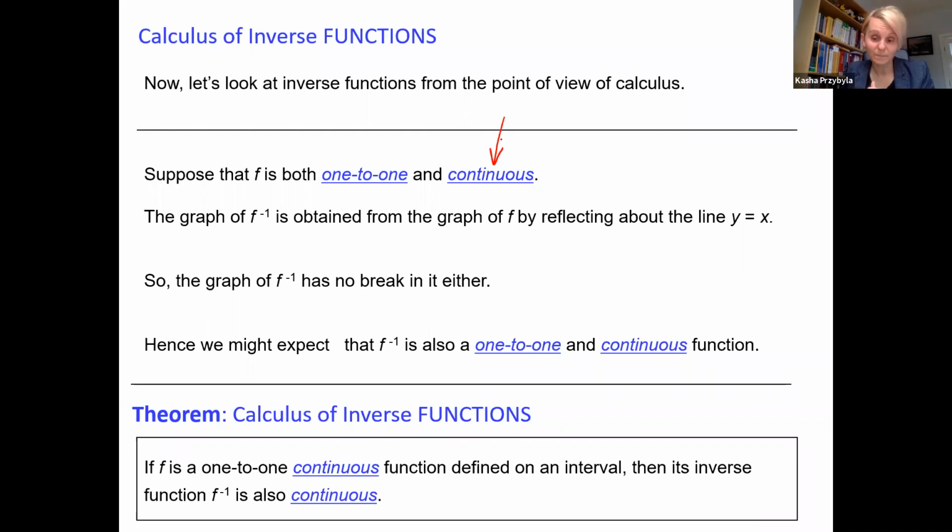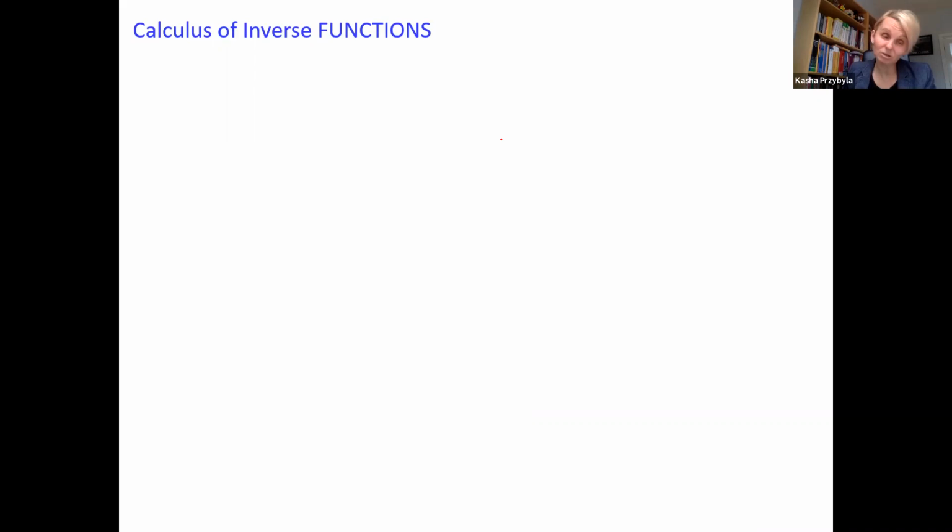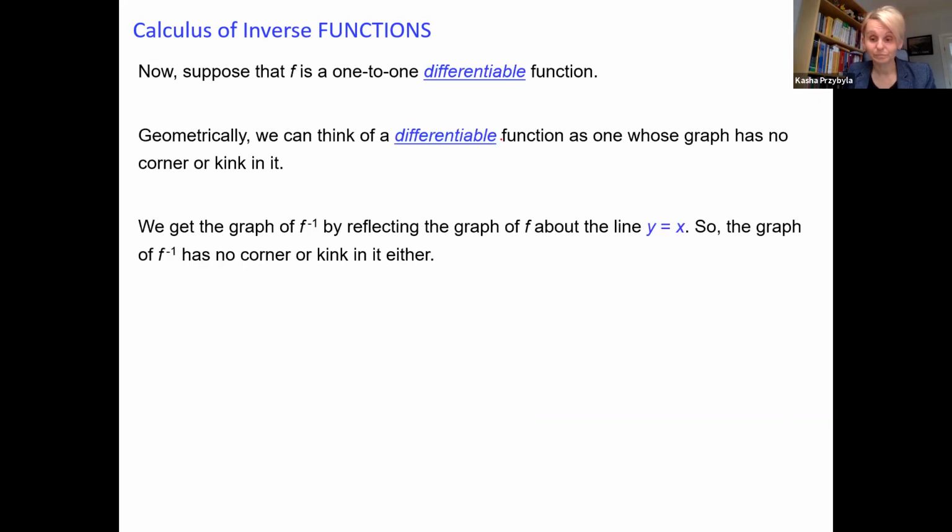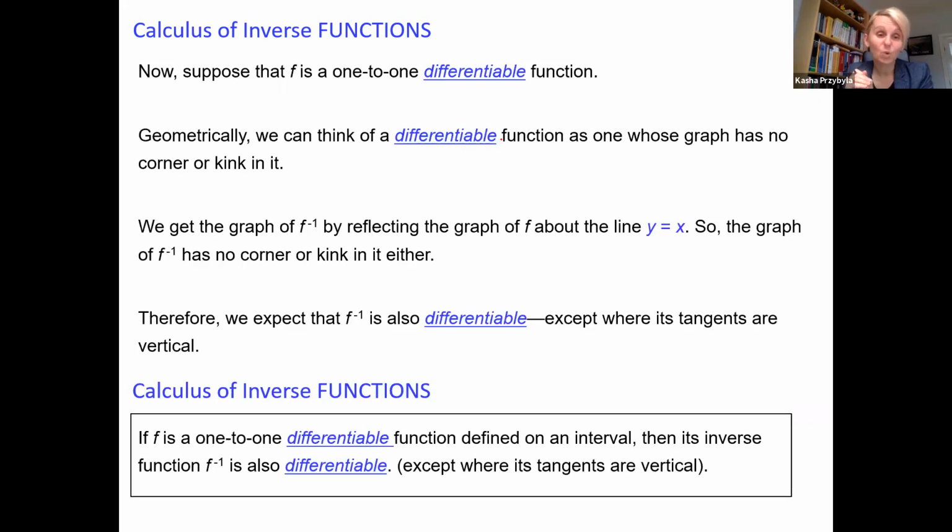Okay, and now the same, we have continuity, right? Because if a function is not continuous, we can't really take the derivative at that point. And then the same thing: if the function is one-to-one and differentiable, which means, of course, continuous and also no sharp corners, a nice and smooth curve, then the inverse also holds the same property. If f is a one-to-one differentiable function defined on an interval, then its inverse function, f inverse, is also differentiable, except where the tangent is vertical. We will be careful and exclude that point. But definitely, if the function is differentiable, then the inverse is.